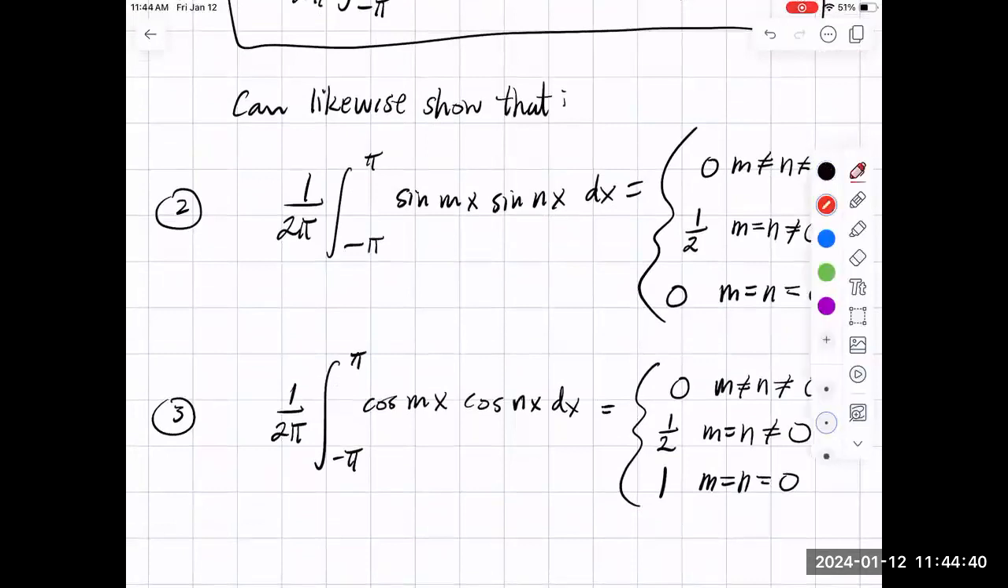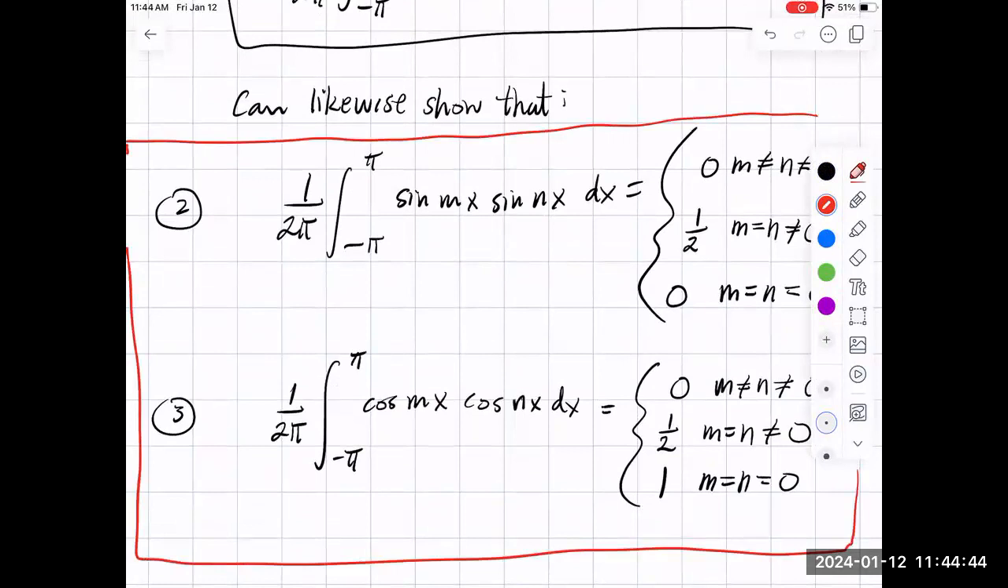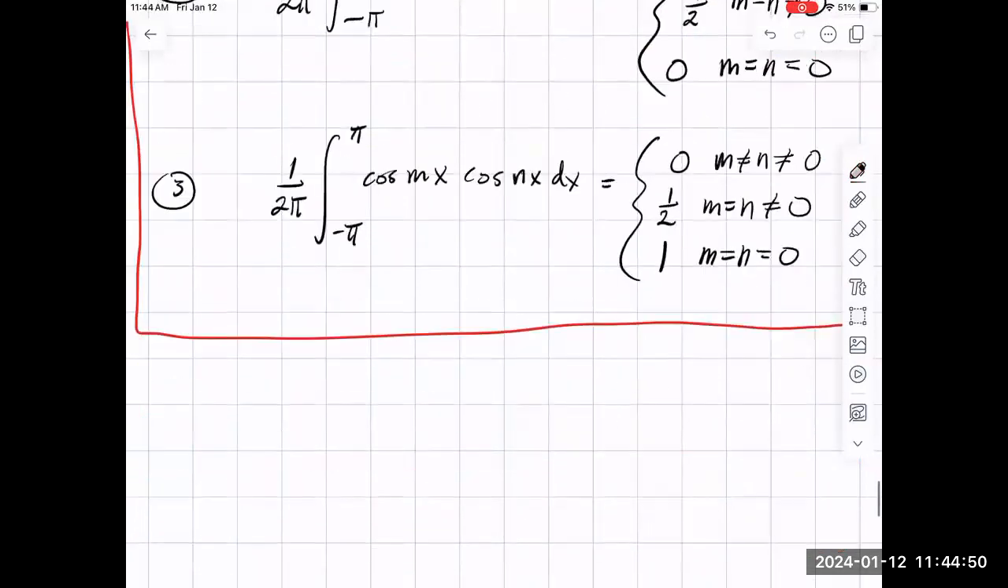And you're going to do 2 and 3 for homework. So 2 and 3 will be homework. And then let's check time. How are we doing time-wise? We have 5 minutes left. Okay.